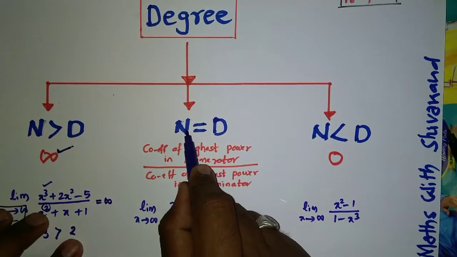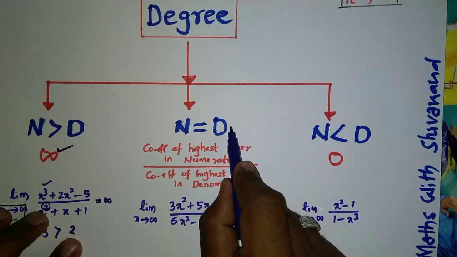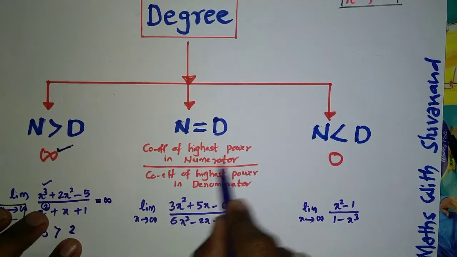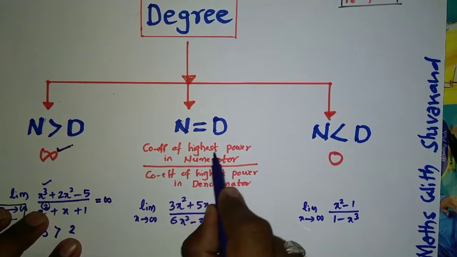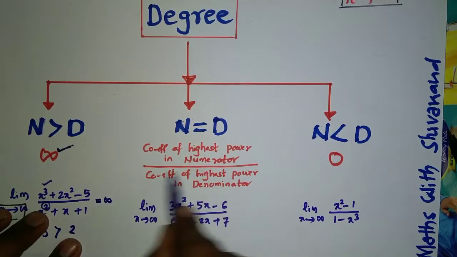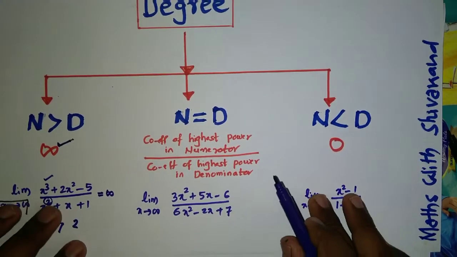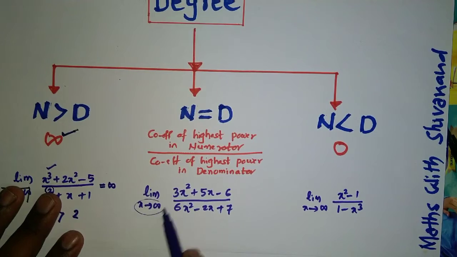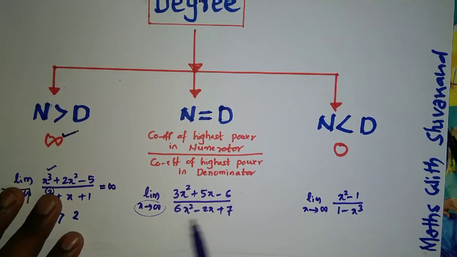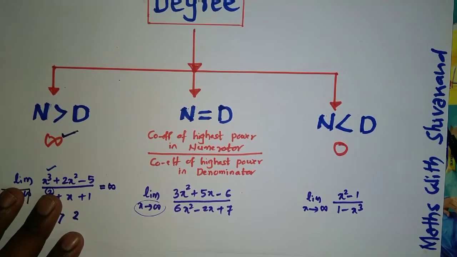Case number 2. If the degree of the numerator is equal to the degree of the denominator, in such a case your answer is simply the ratio of the coefficient of the highest power in the numerator divided by the coefficient of the highest power in the denominator. An example: limit x tends to infinity, (3x² + 5x − 6) divided by (6x² − 2x + 7).